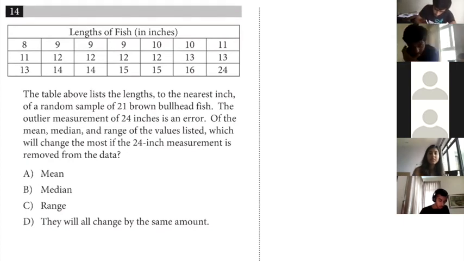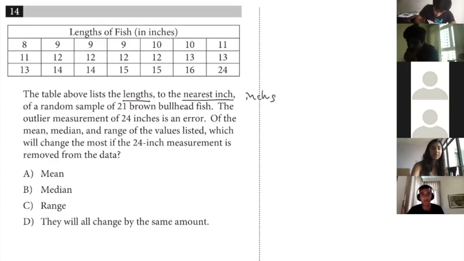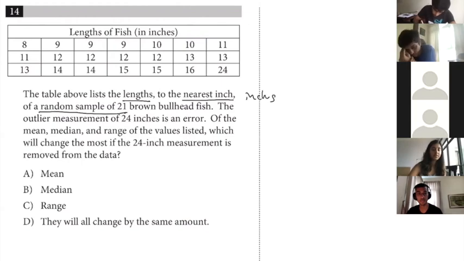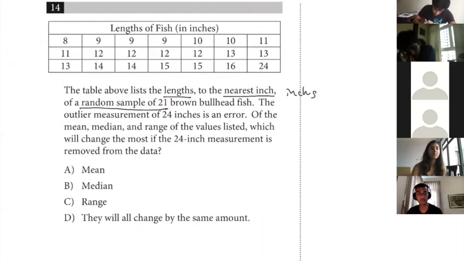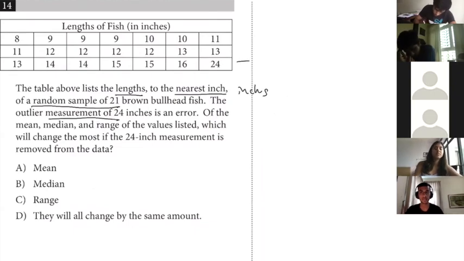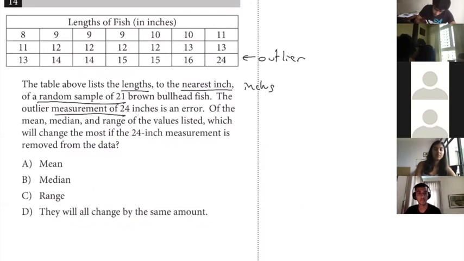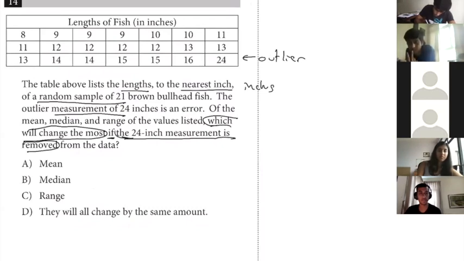So the table above lists the lengths to the nearest inch, in inches, of a random sample of 21. The outlier measurement, so we know 24 is the outlier. Of the mean, median, and range of the values listed, which will change the most? So which will change the most is our question. If the 24-inch measurement is removed from the data. This is also important.